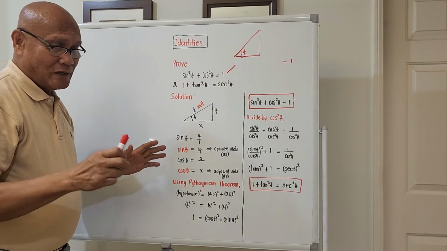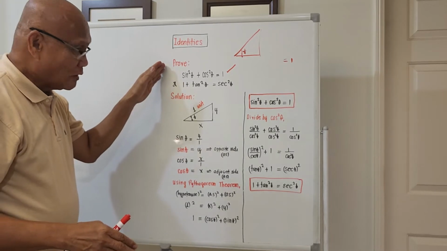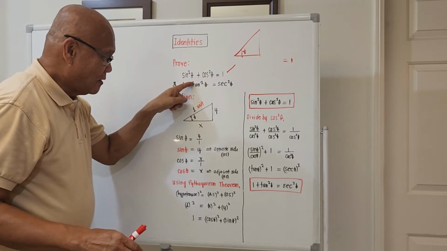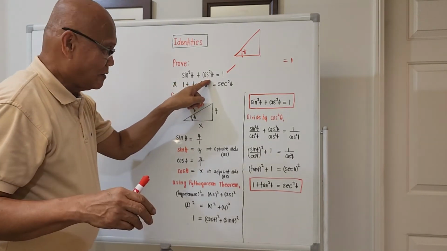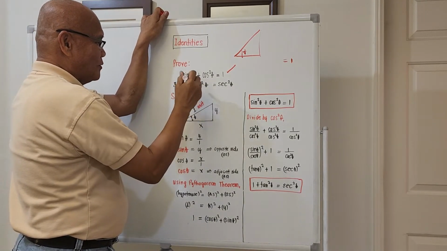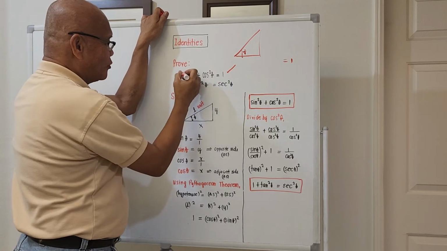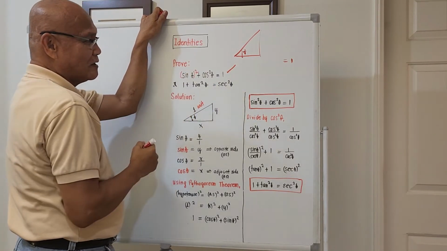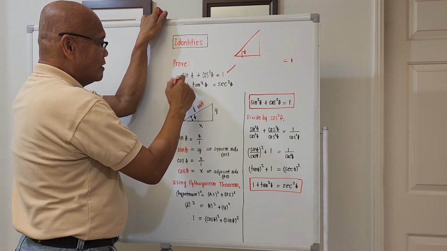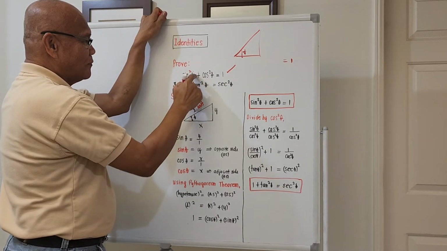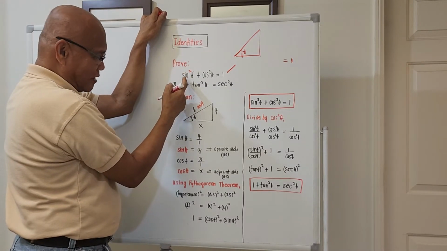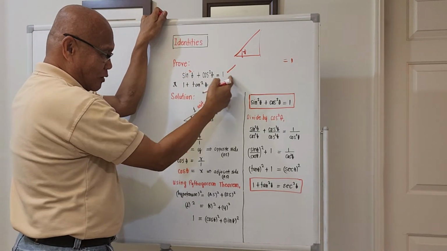So the problem for tonight is that we are to prove that the sine square of any angle theta plus the cosine square of that angle theta is equal to 1. The proper way to read this is cosine square of theta, or it could be written like this, or in its simplified form, we remove this quantity here. This is actually sine square of theta plus cosine square of theta equal to 1. We are to prove that.